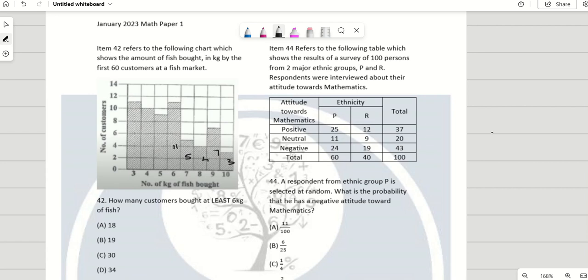7 and 3 is 10, right? 5 and 5 is 10. 10 plus 11 is 20 ... 20 plus 10 is 30. So my answer is C, 30. Right?